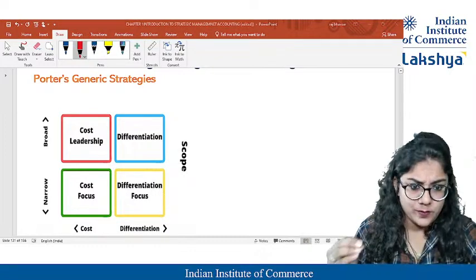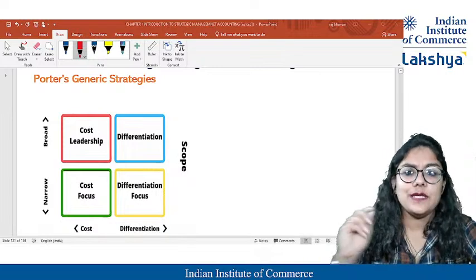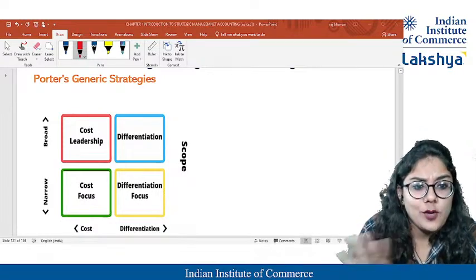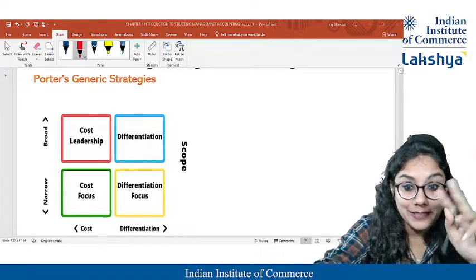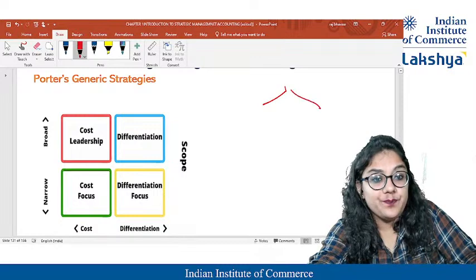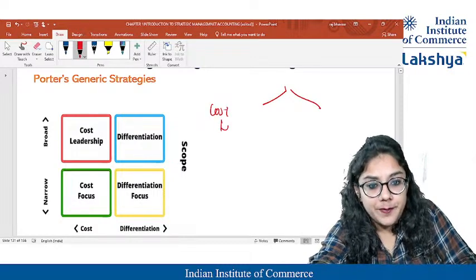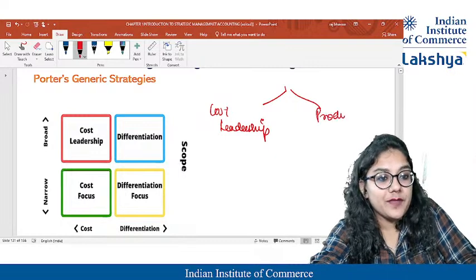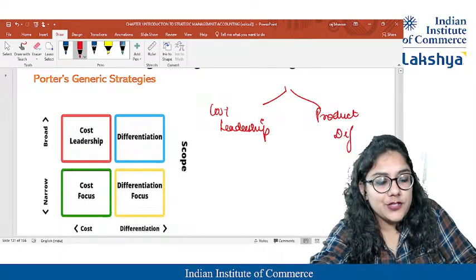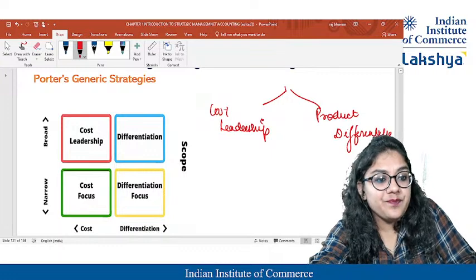If the forces are not so much, it's better. So what is Porter's generic strategy? If I talk to you about generic strategy, it is divided into 2 parts. First is cost leadership and another one is product differentiation.